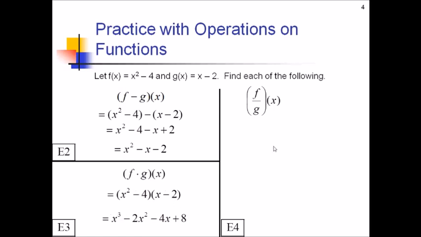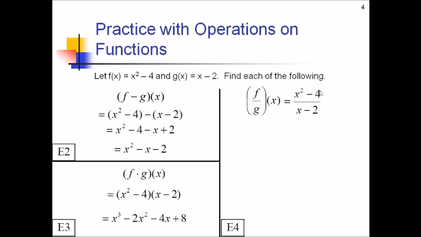For this last one, we've got (f divided by g)(x), so we have the f function over the g function, basically. This one, it turns out we can go a little bit further and simplify it. Whenever you have a fraction, you're supposed to try to reduce it as much as you can, which means if you have a common factor that you can cross off in both of them, you're supposed to do that. Well, how do we know if we have a common factor?